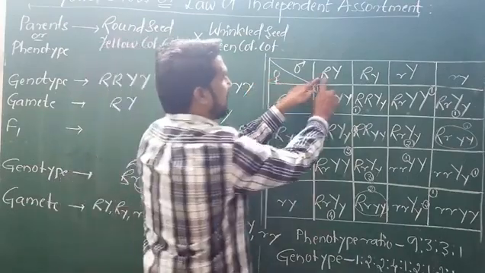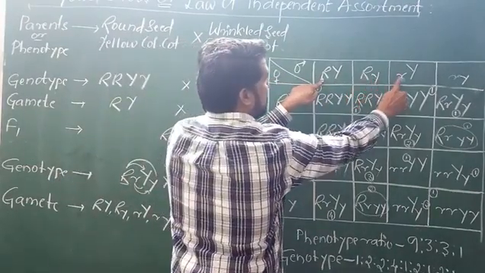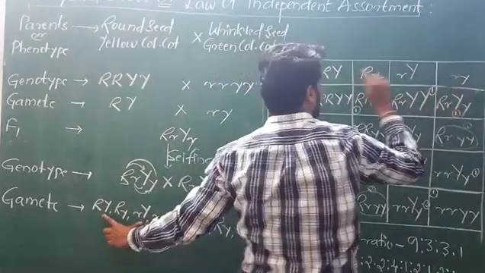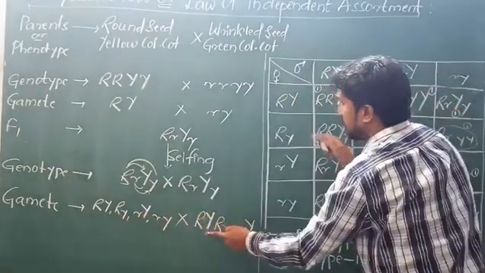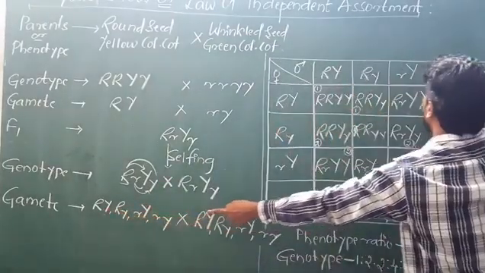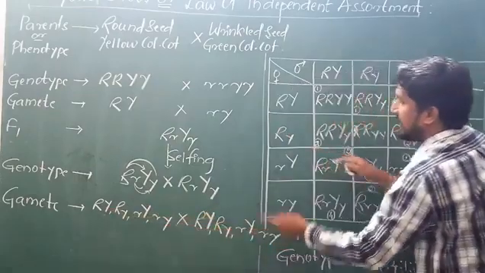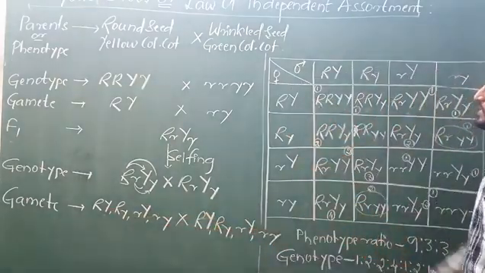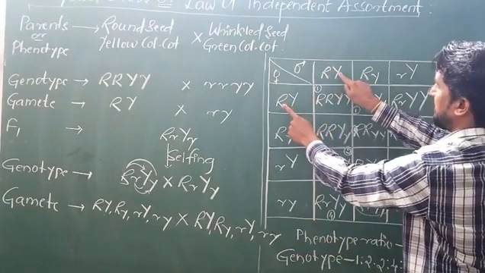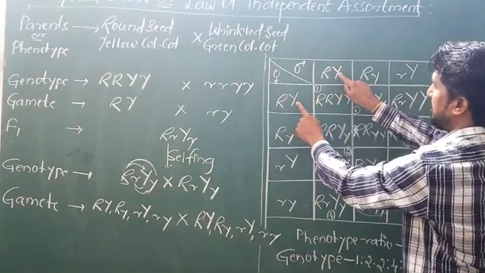So capital R, capital Y, capital R, small y, small r, capital Y, small r, small y. The gametes have been shown here and one row has been shown here. This can be taken as a male and this can be taken as a female. Now we can go for crossing them. Capital R, capital Y, capital R, capital Y.